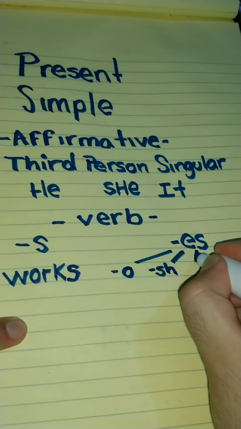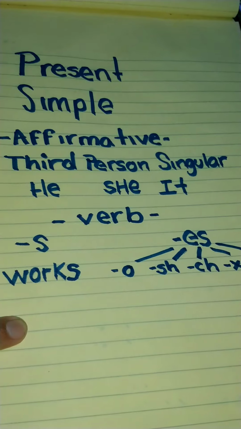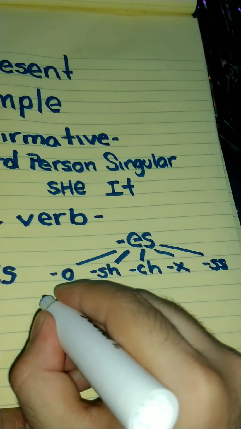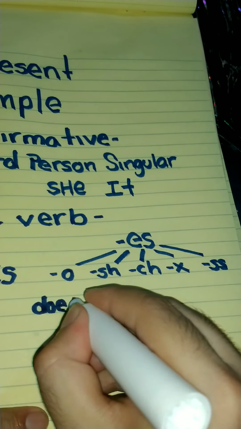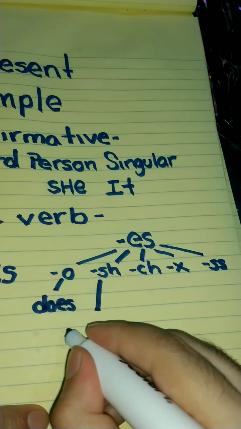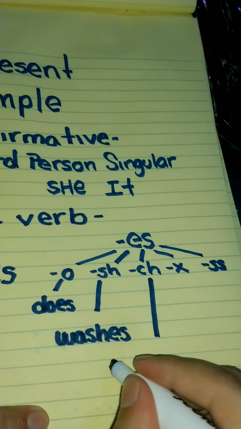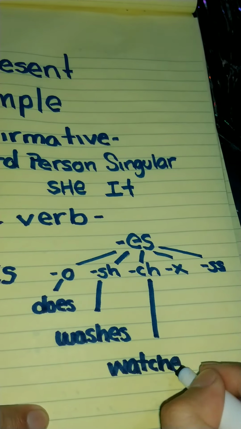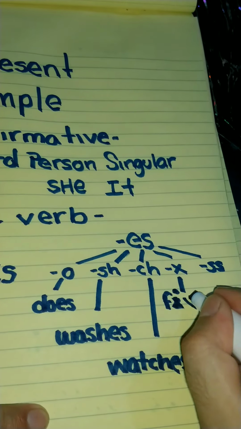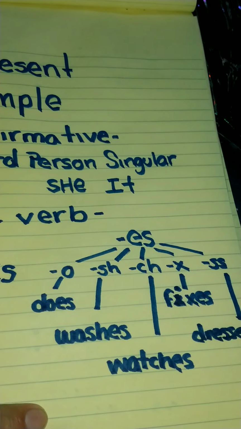For example, in verbs ending in o, sh, ch, x, and double s. For example, a verb ending in o is do, which is does with es at the end. A verb ending in sh is wash, so it's washes. In ch is watch, so it's watches. In x is fix, so it's fixes, and double s is dress, so it's dresses.